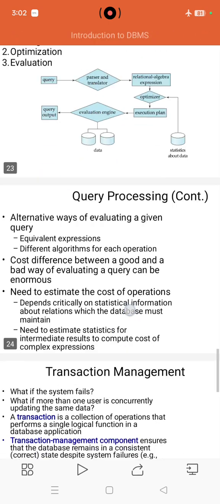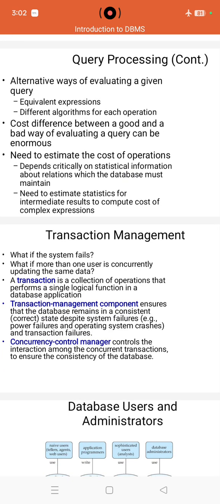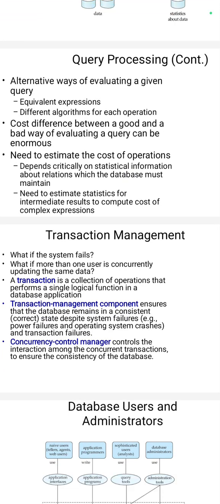Database users and administrators. These are users like naive users, application programmers, sophisticated users, analysts, database administrators, and so on. Database system internals: you can see how the database structure is designed. The first layer is naive users and application programmers. The second layer is application interfaces. The third layer is the compiler and linker. The fourth is the application program object code, then query evaluation, then the buffer manager, file manager, and so on, and lastly we come to the storage structure.